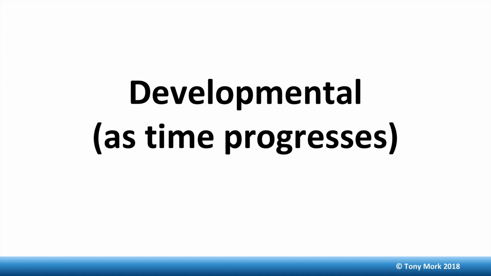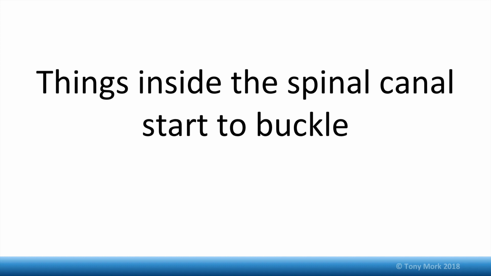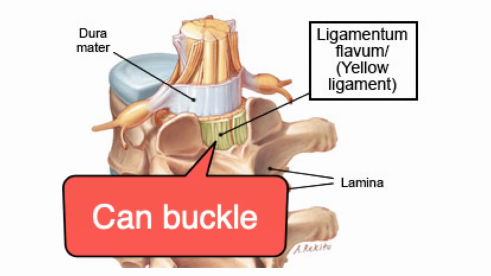Also, developmental changes can occur over a period of time. So as the disc space collapses, as we all get older, things inside the spinal canal can actually buckle. We have a lining of the spinal canal called the ligamentum flavum, which we see covering the spinal cord. It lines the actual spinal canal, is attached to the bone, and acts as a cushion between the spinal cord and the bone. But this gets fairly thick with age and actually can buckle.